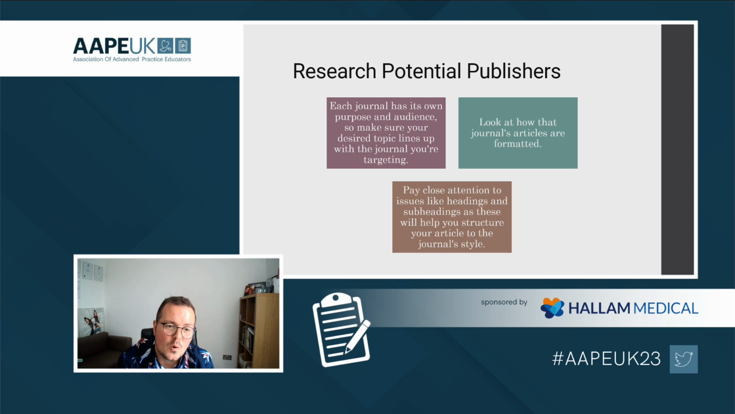Each journal will have its own audience, so make sure that you have a topic that aligns to the journal's needs, because that means you're more likely to be successful with that journal. Like I said, IJAP is an international journal with advancing or advanced practice for all disciplines. So if you can tick those three boxes, you're in. Typically think about issues like your headings, your subheadings, how you structure your article and the journal style, but they're all in the author guidelines. I'll show you these now.